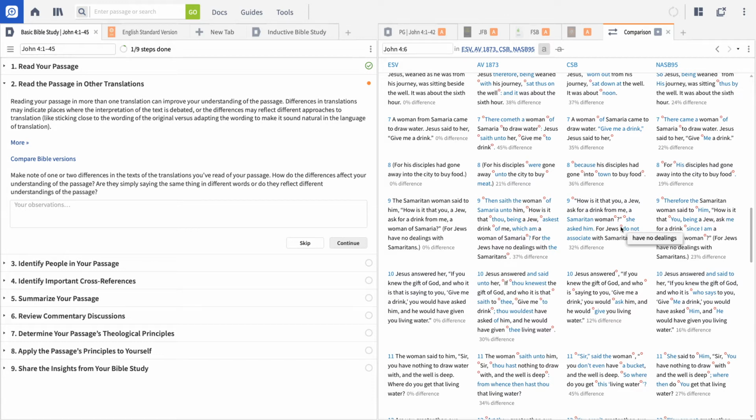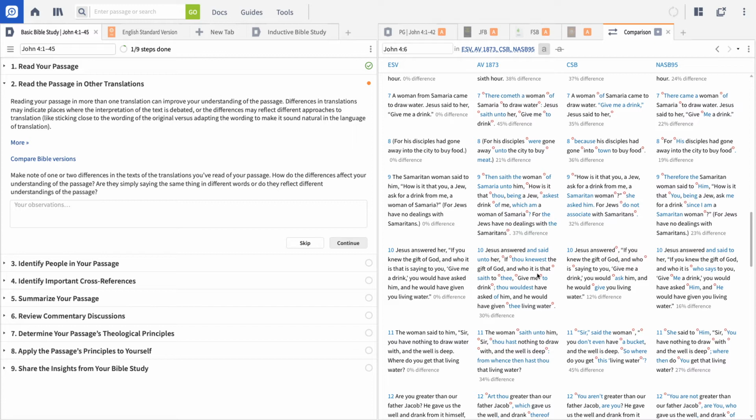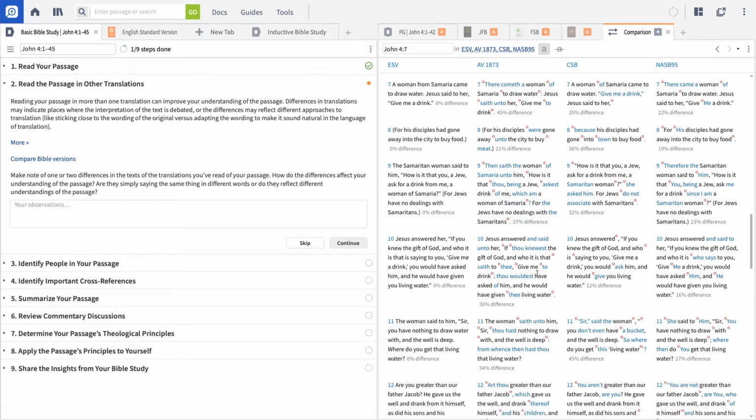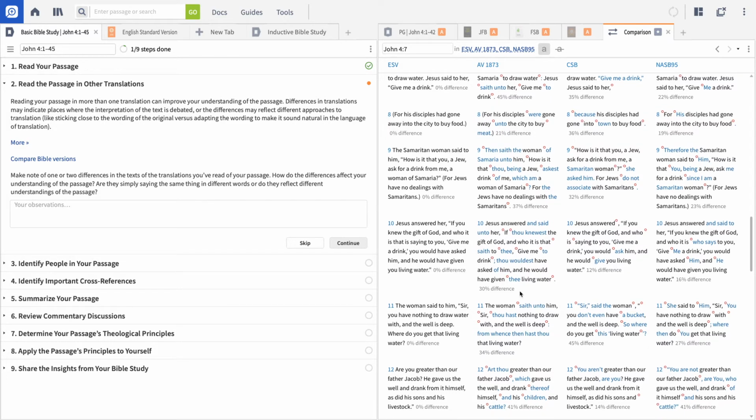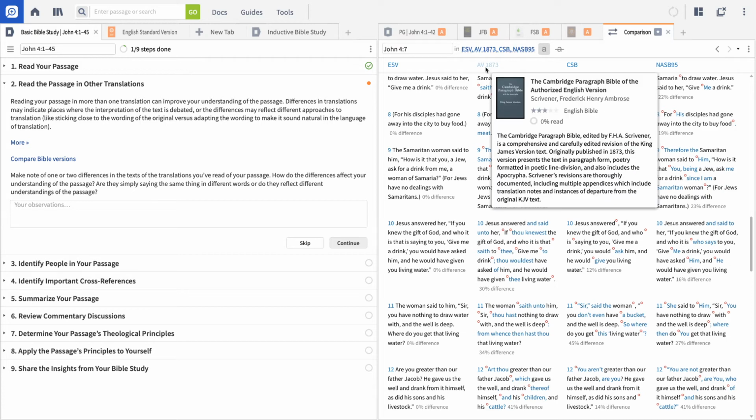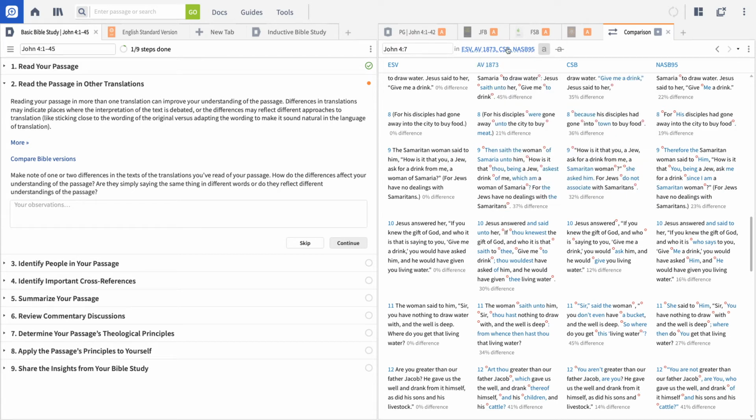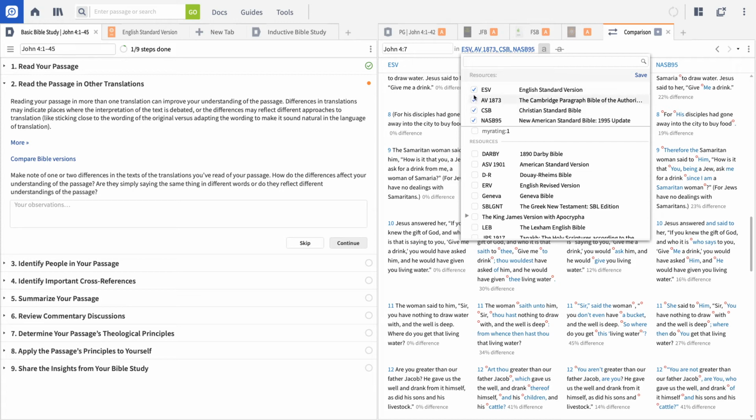So do not associate, have no dealings. Since I am a Samaritan, Jews have no dealings. Jesus answered her, if you knew. Let's see, there's not much difference between these. Yeah, this one's really going to be different just because it's a... So I might actually remove this resource, because it's going to be different language because it's more of a King James.